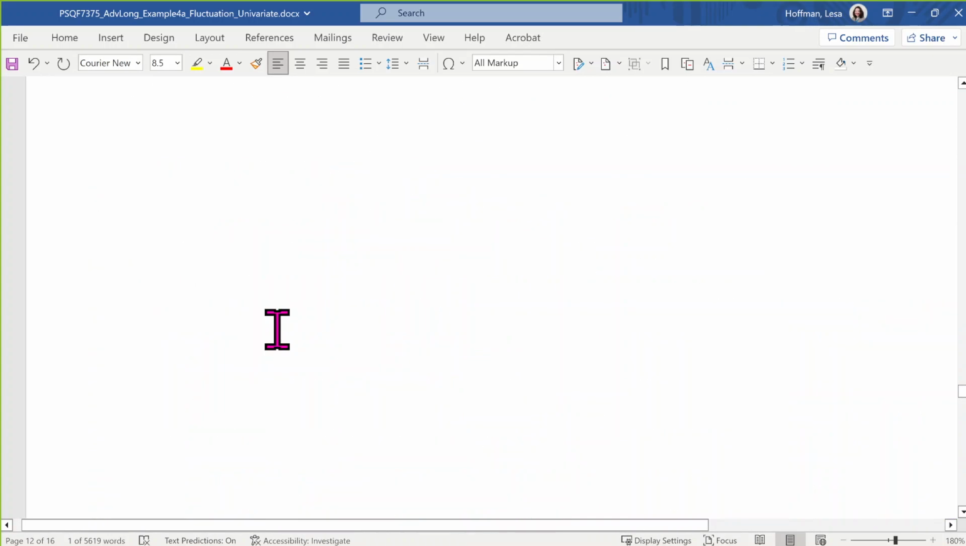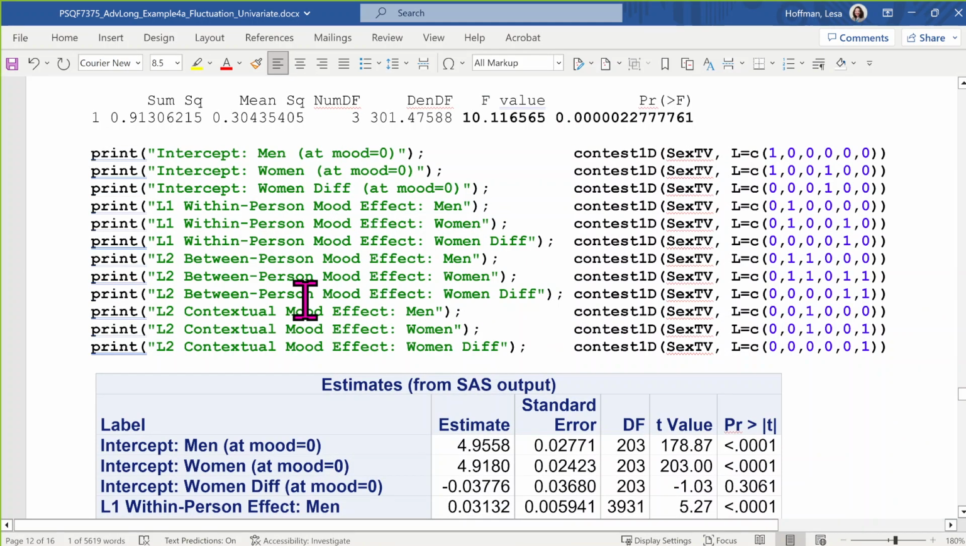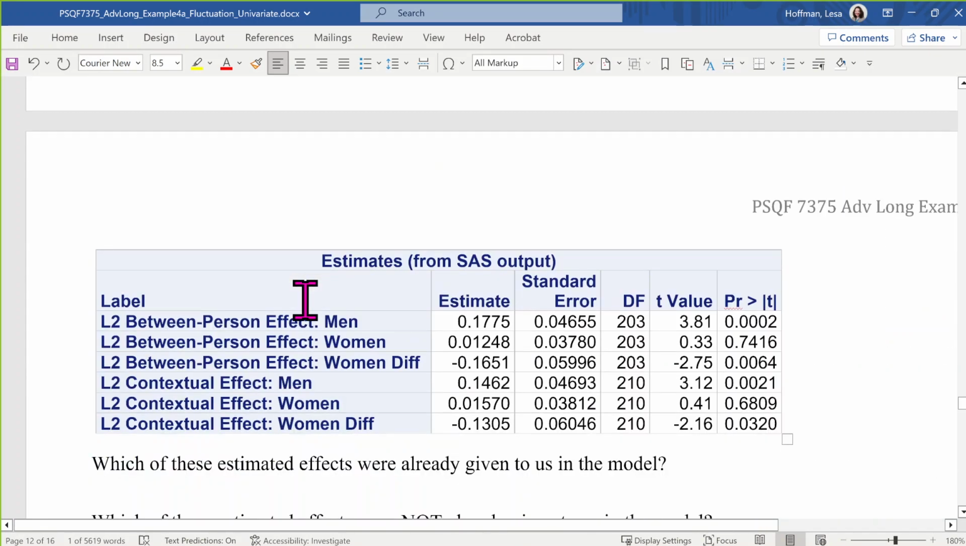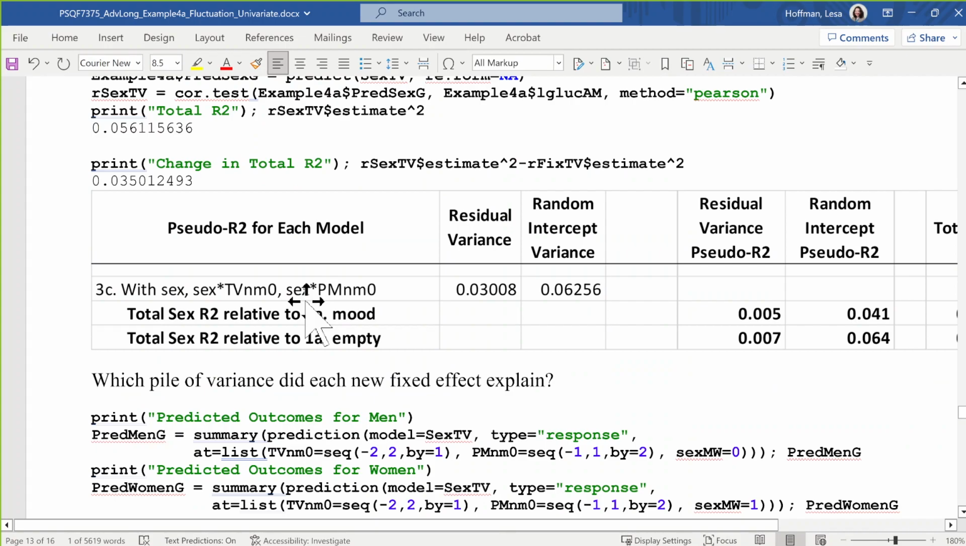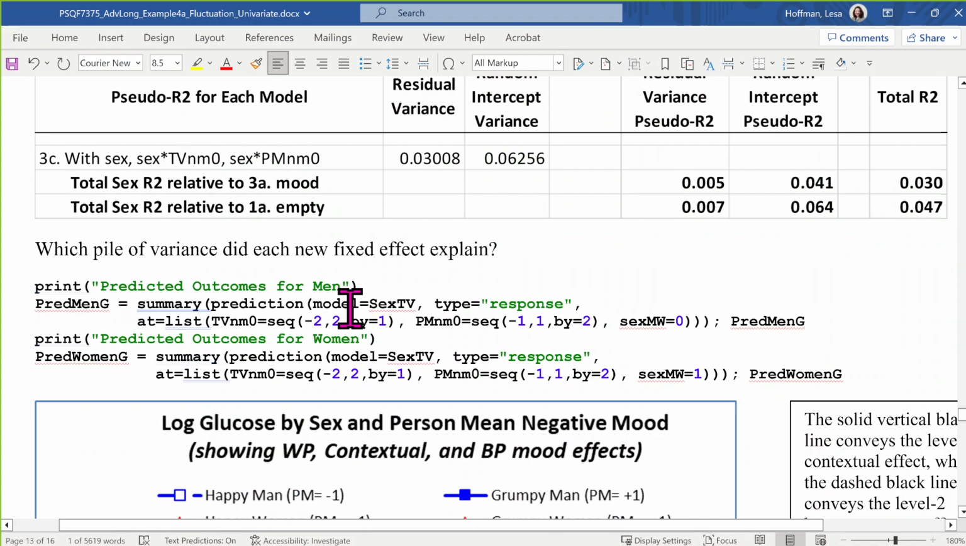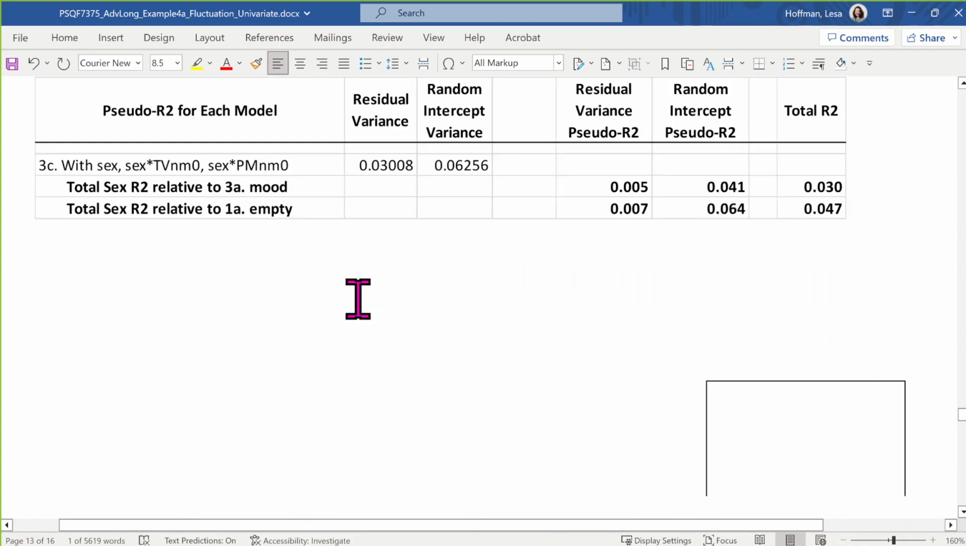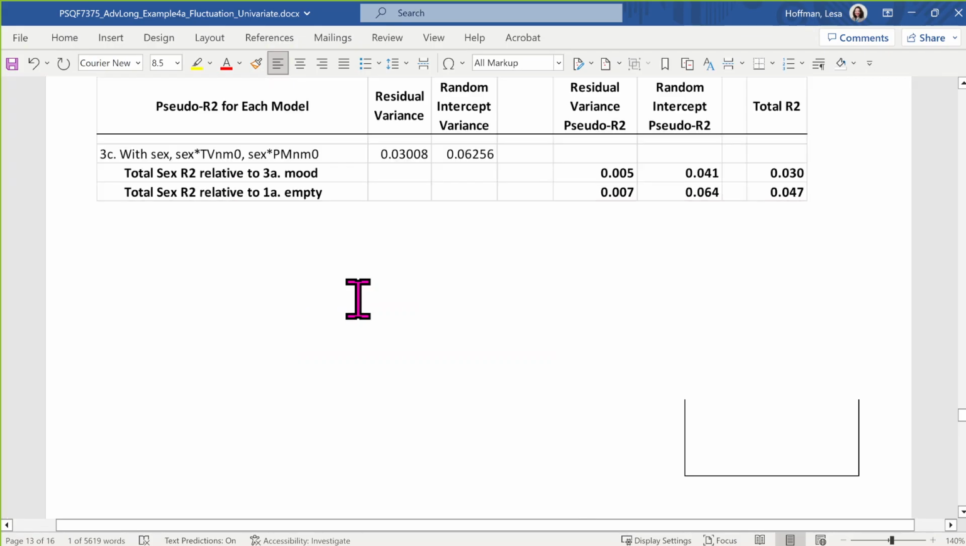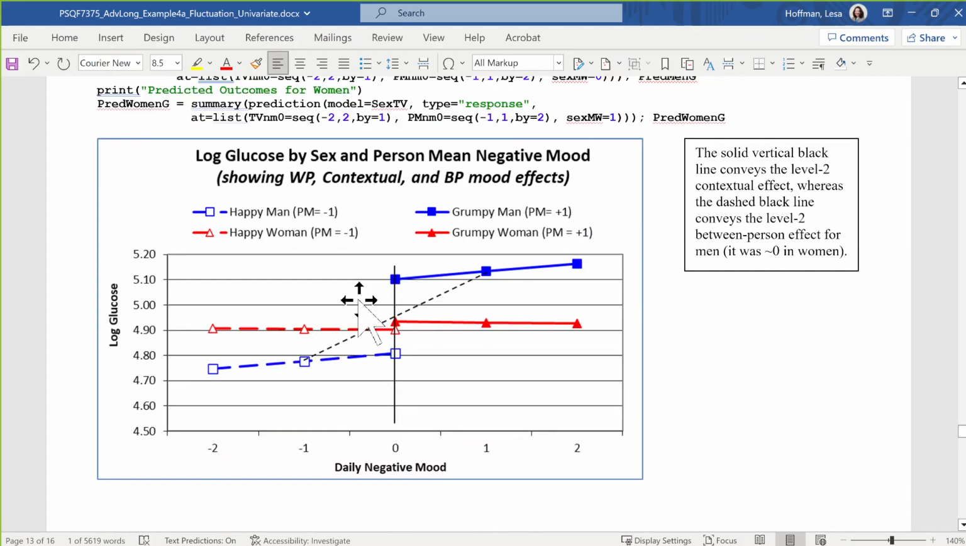Here's the rest of all of the output, trying to recreate everything that we saw from the other model. And here's the change in our square, which gets us up to the exact same point as the other model as well. Then I made a picture. See if I can get it on the screen. There we go. Here's my picture. This is a different picture than I made before because I wanted to put the contextual effect on there.